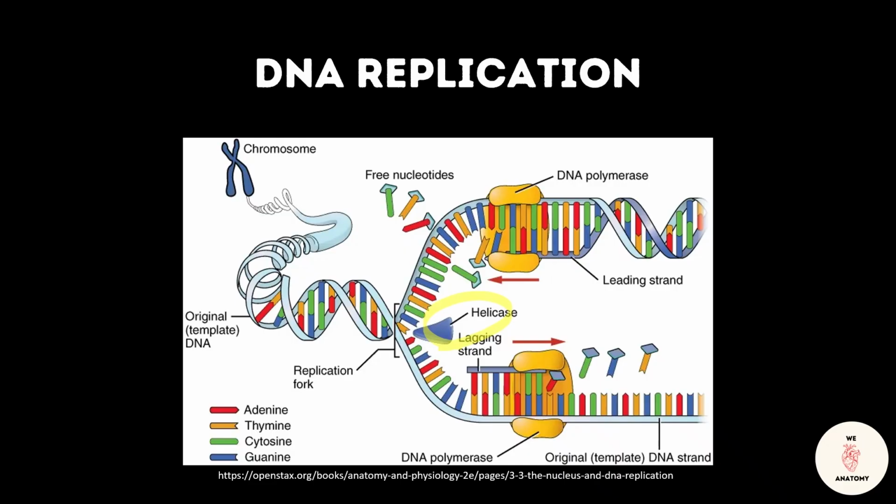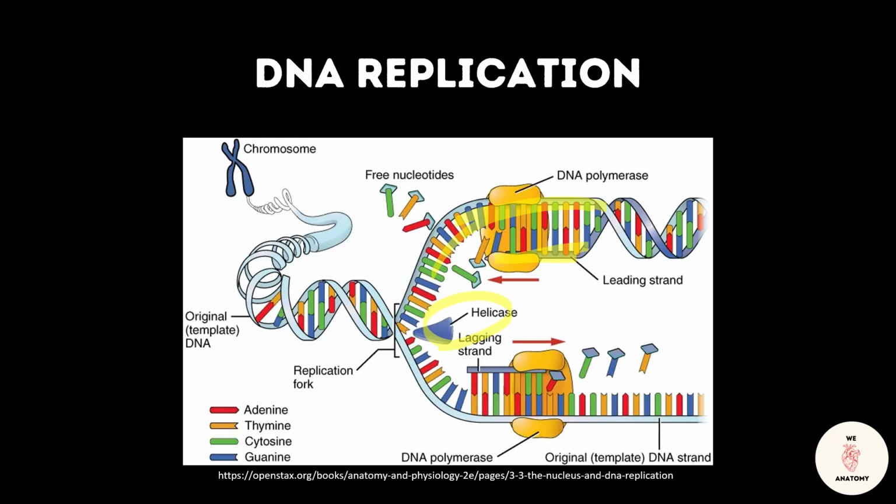Stage 2 is called elongation. During elongation, each of the original DNA strands becomes a template strand to build the new complementary strand of DNA. So you can see this is the original strand of DNA, and this is this new strand that's being built underneath it. The enzyme DNA polymerase is what brings the complementary nucleotides to the template strand to create that new strand.